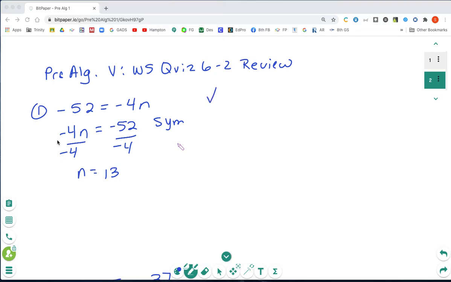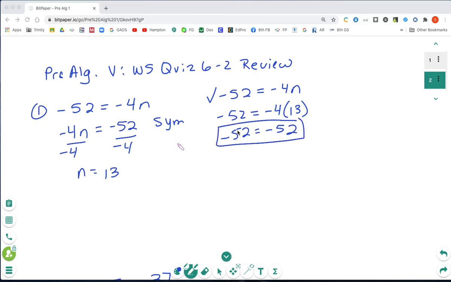We're going to check it. We're going to write the exact equation that we started with, and everywhere that we see an n, we're going to put in a 13. So negative 52 is equal to negative 4, parentheses, 13, to remind us that we're going to multiply. Now we're going to multiply negative 4 times 13 on our calculator, and we're going to get negative 52. Because those two numbers match, we know that n does equal 13.